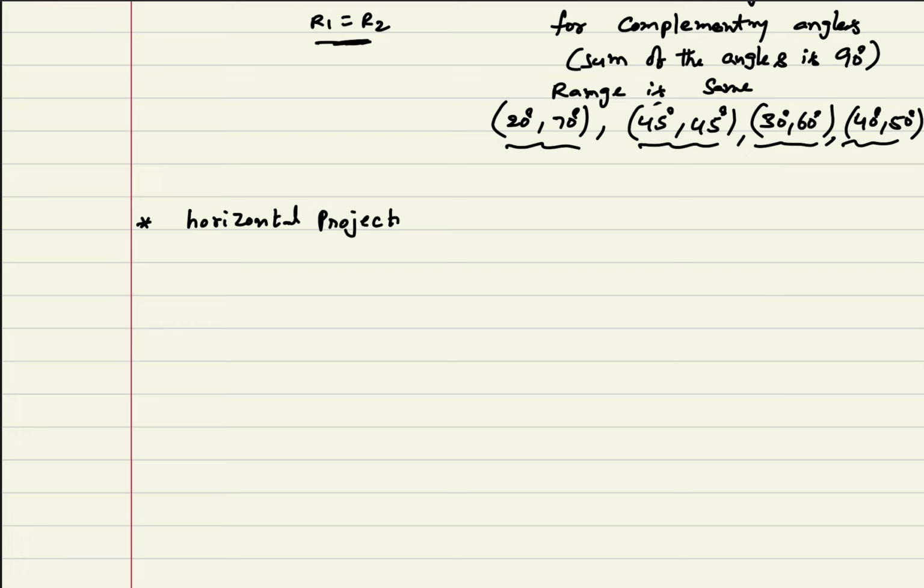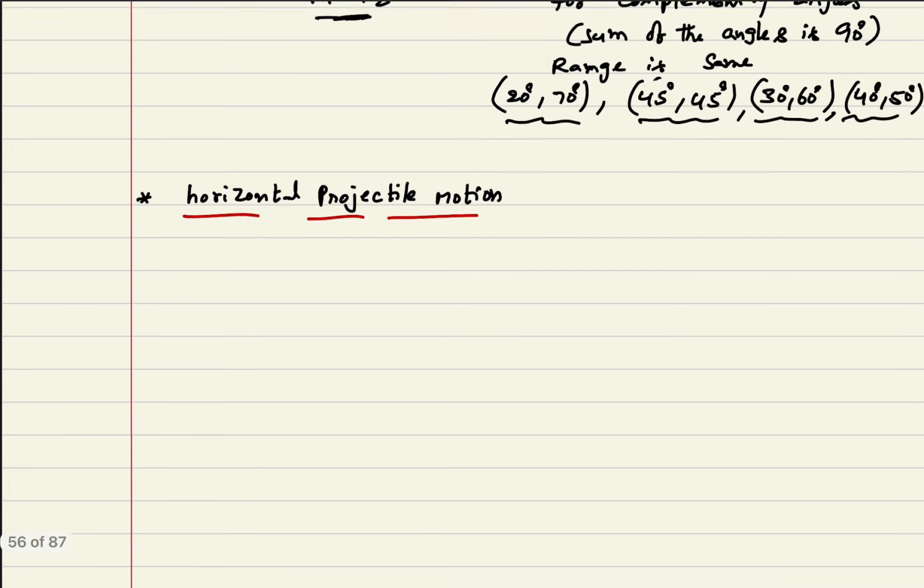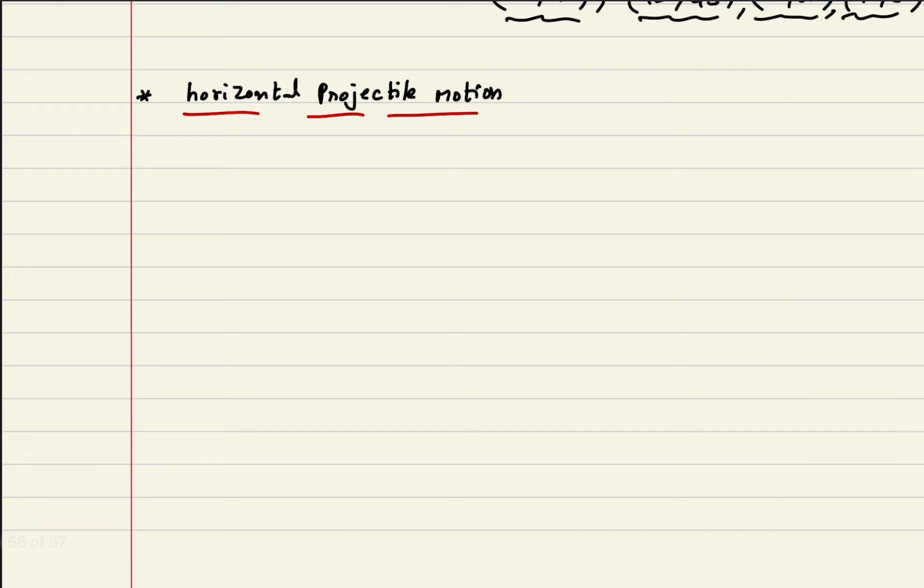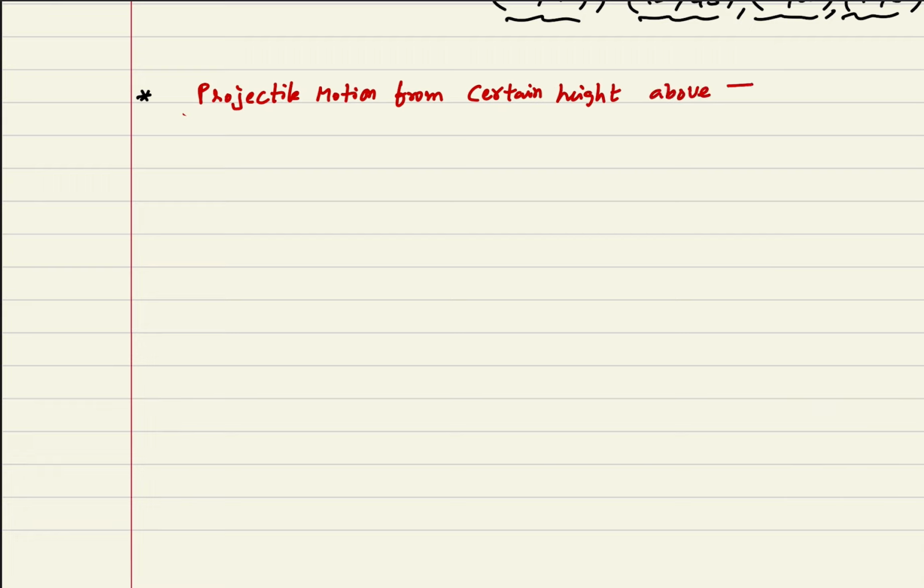Horizontal projectile motion. Otherwise, instead of writing horizontal projectile motion, I will write projectile motion from certain height, a certain height above the ground. If you write the projectile motion from a certain height above the ground, how these values will be there, you see here one by one.